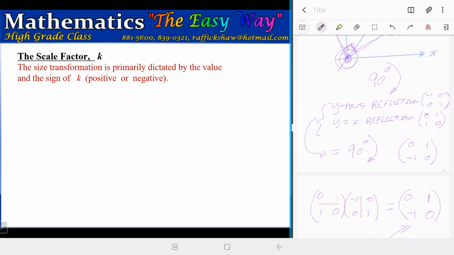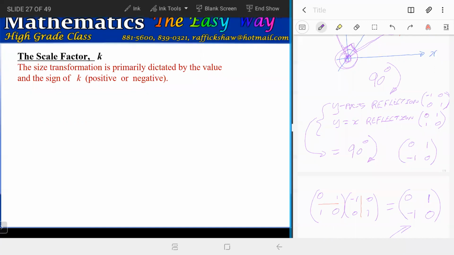So the enlargement transformation is primarily dictated by the value of the scale factor and the sign of the scale factor. When I say sign, I mean whether the scale factor is positive or negative. And when I say value, I mean like maybe 2 versus half, or 3 versus a third. So the value and the sign of the scale factor will dictate how the enlargement takes place.